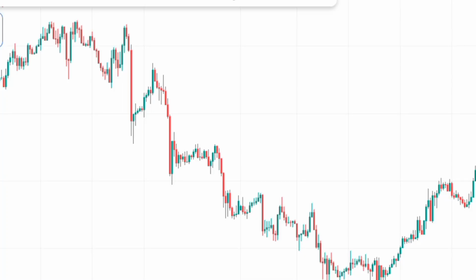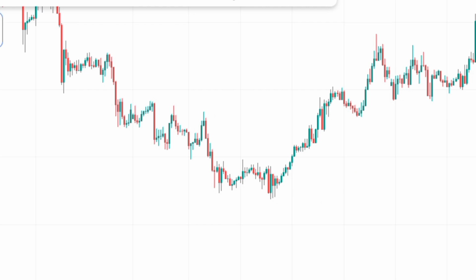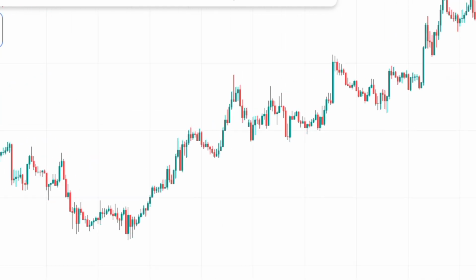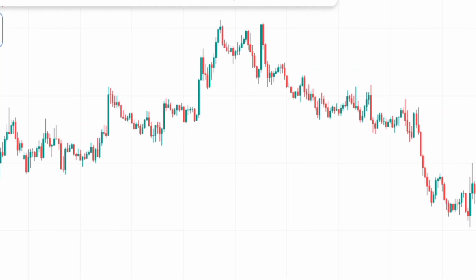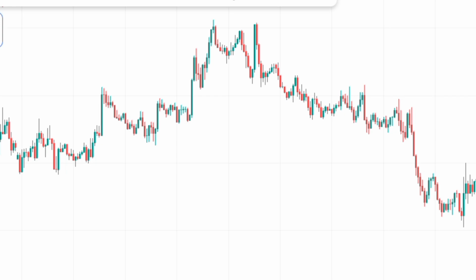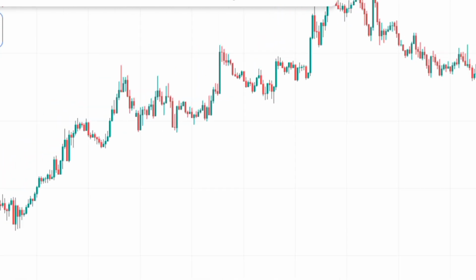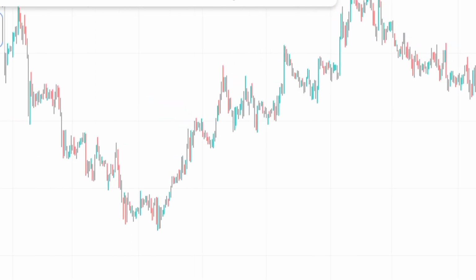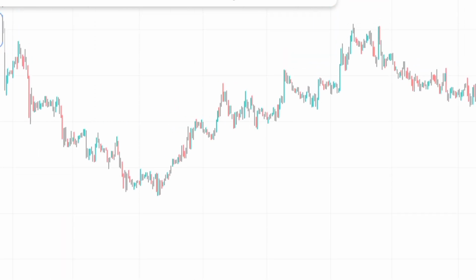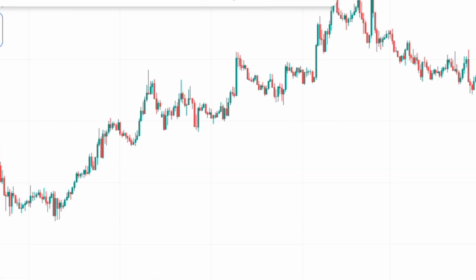So this strategy is for beginners with small accounts and anyone tired of complicated indicators. All you need is first a Forex broker, TradingView, MT5, and one clean chart without any complicated indicator. Okay, so now you can see this is the TradingView I use to make analysis, and this is a clean chart. You can see there isn't any indicator.